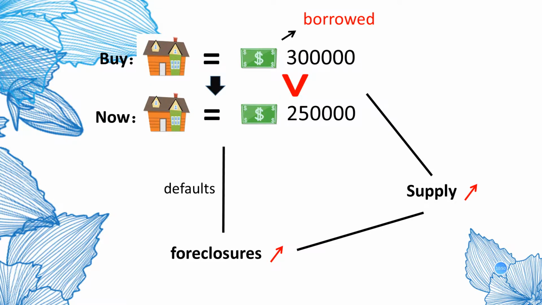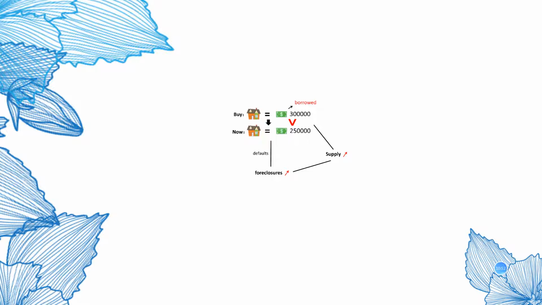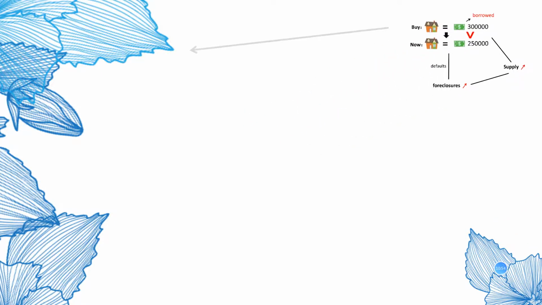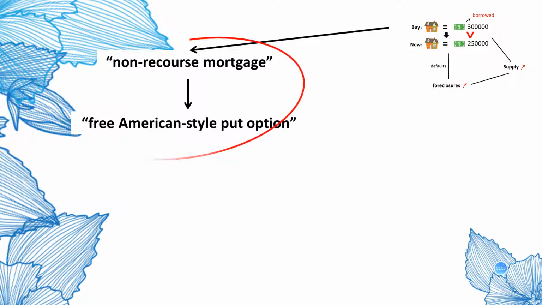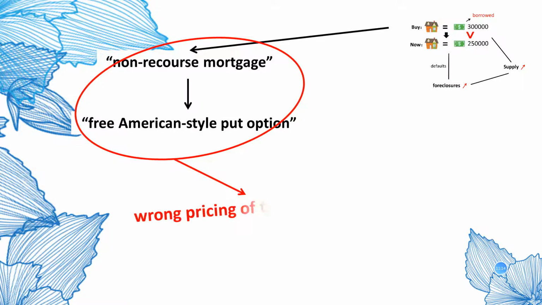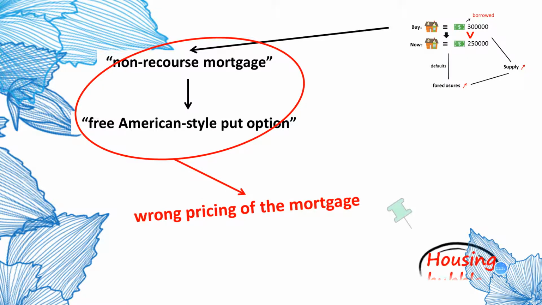From the previous example, it's not hard to tell that the non-recourse mortgage has its own problem. It contains a free American-style put option. The borrower can sell the house for the higher value between the value of the house or the amount of the loan. The wrong pricing of the mortgage was another important reason for the burst of the housing bubble.